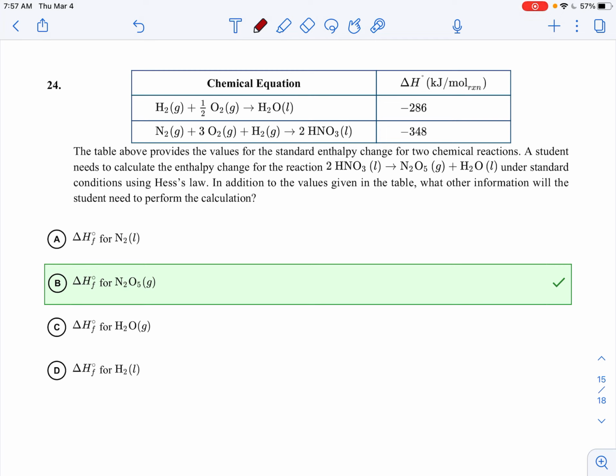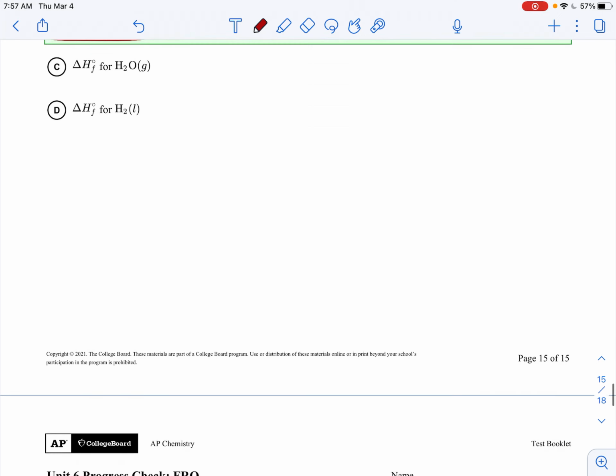Okay, so here's our reaction. We need HNO3 in one of the reactions, which is here. We can flip that one, right? We need N2O5, but I don't see N2O5 in either of those, and we need water in one of those, and that's what this is here, formation of water. So one thing we need is also the delta H of N2O5 to calculate the delta H of the reaction.